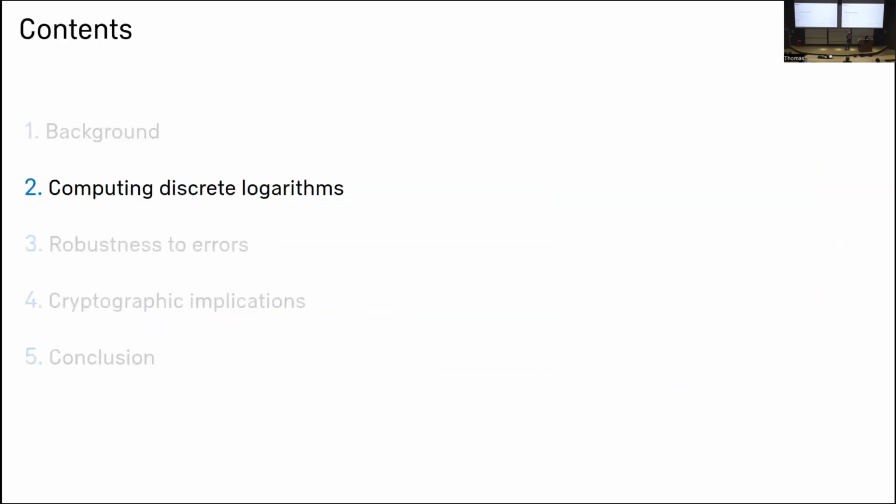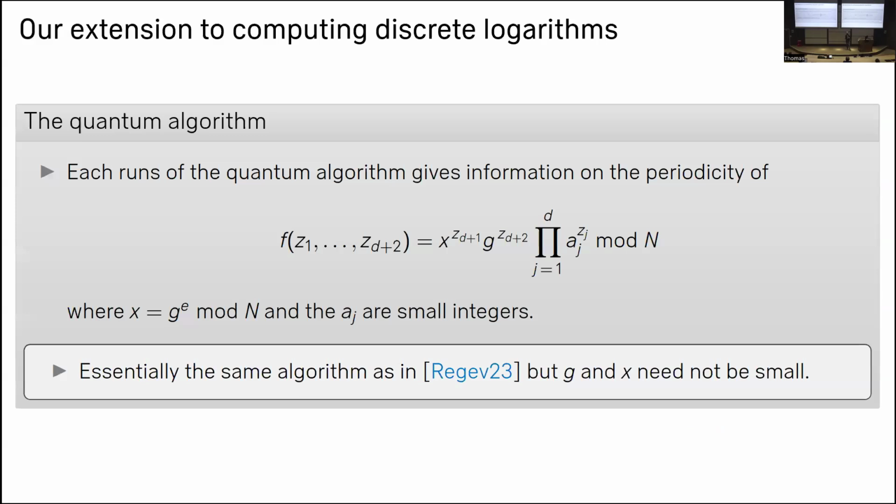And with this background out of the way, I will continue with our extension of the algorithm to compute discrete logarithms. And as with Regev's algorithm, we consider a function and use a quantum algorithm to analyze the periodicity of this function, with our function being quite similar to the one considered by Regev, but with an additional dependence on a specific discrete logarithm problem instance.